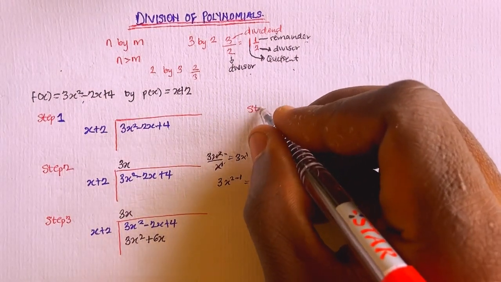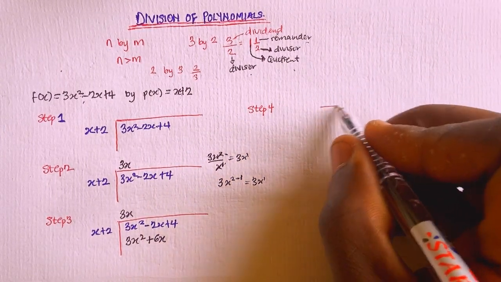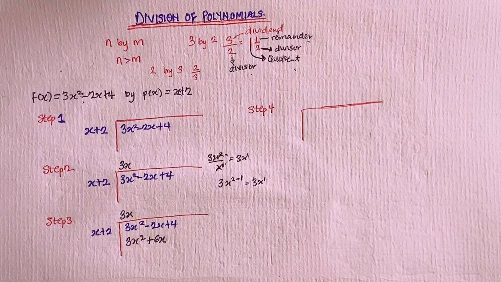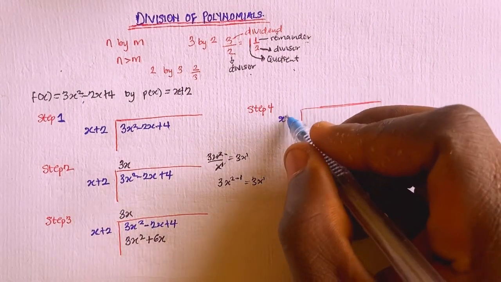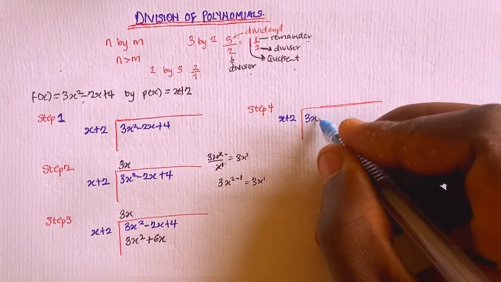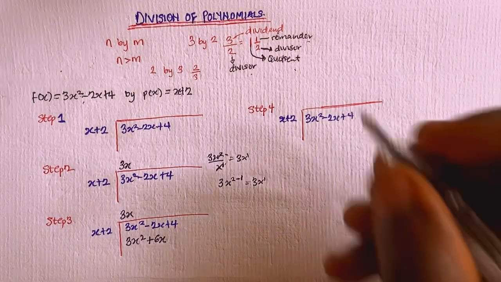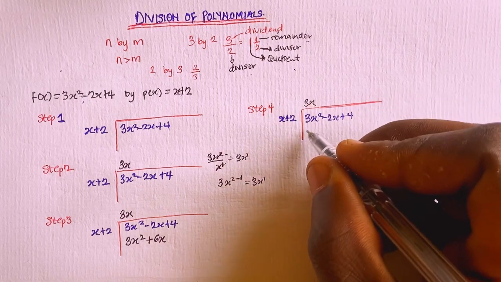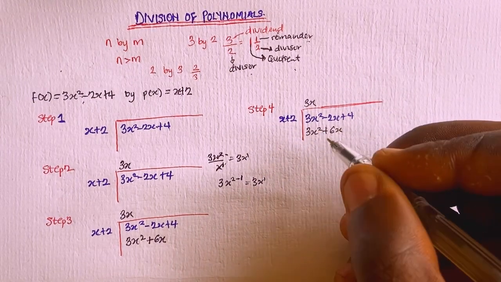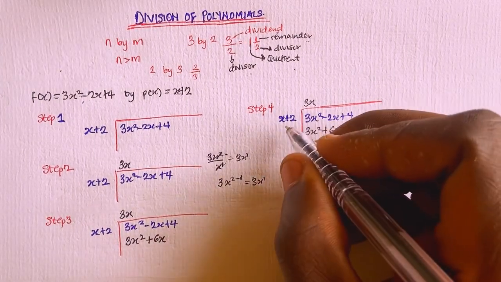Then let's simply move to step 4. I'm solving it step by step so that you guys can understand it very well. Here you are given a root-like structure. You have x plus 2 outside. On the inside, you have your dividend, which is 3x squared minus 2x plus 4, and at the top you have 3x. At the downward part, you have 3x squared plus 6x. Since you have this, you go ahead and subtract. Step 4, you subtract.